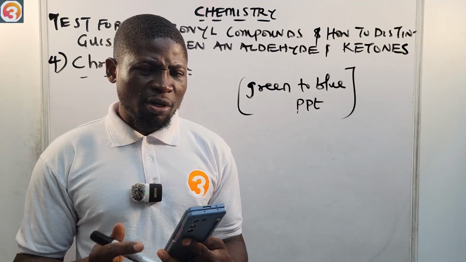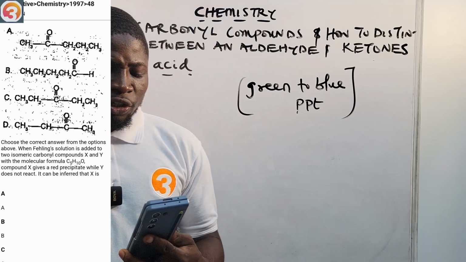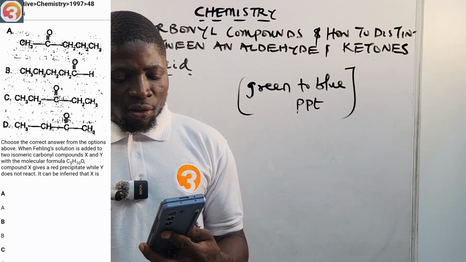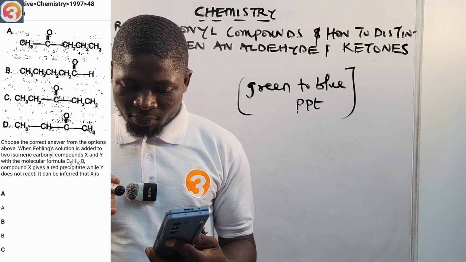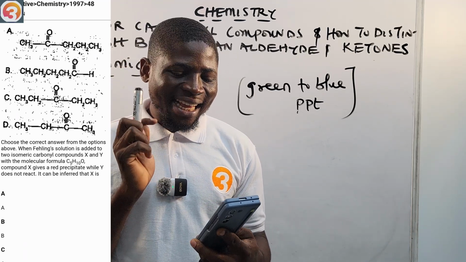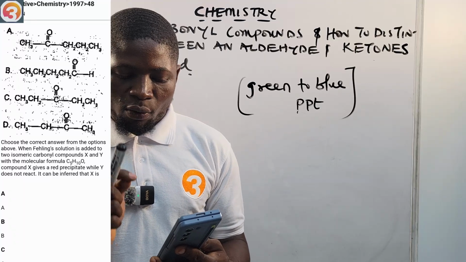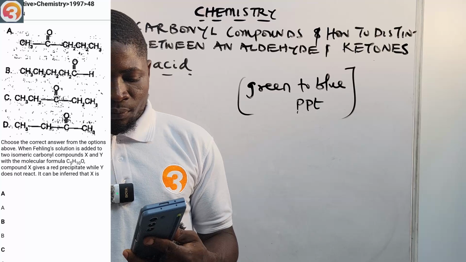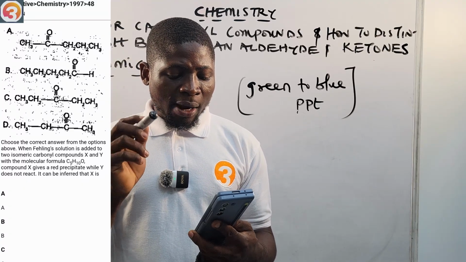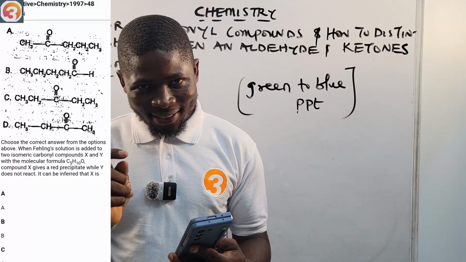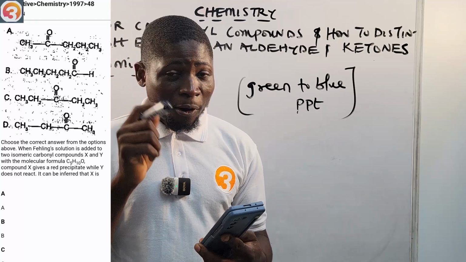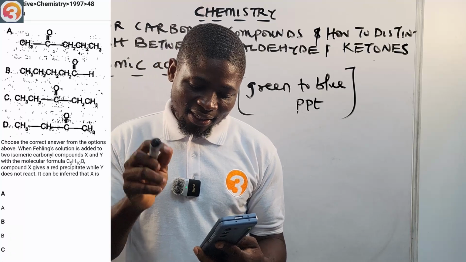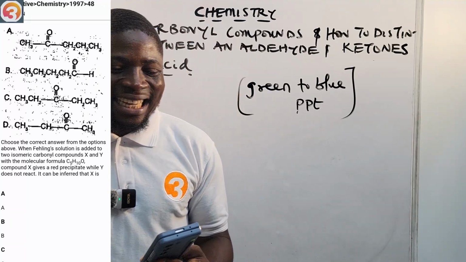This is 1997 question number 48. They say, choose the correct answer from the options above. It says that when Fehling's solution is added to two isomeric carbonyl compounds, X and Y, with the molecular formula C5H10O, compound X gives a red precipitate. Y does not react. It can be inferred that X is what?